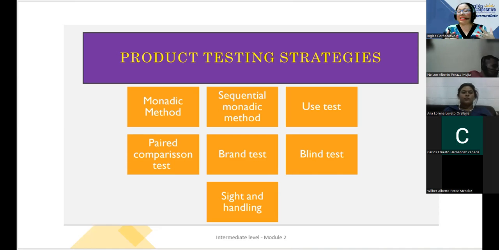So it's important for us to know that when we want to conduct a test, you have to consider the demographic characteristics of your target market. And remember that right now this is before launching. All this process of testing the product is before launching the product, mainly because you're not going to launch a product that doesn't meet the likes and dislikes of my target market.